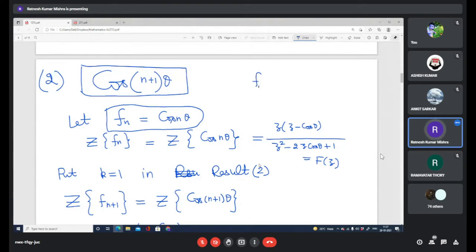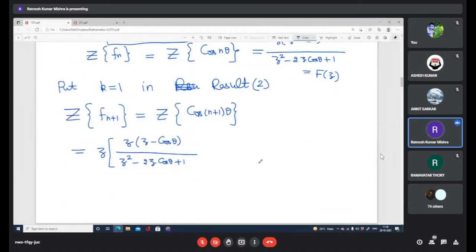So f naught is cos 0, which means 1. So simply write here 1. बस हो गया, थोड़ा इसको सिंप्लीफाई करना, simplify it.